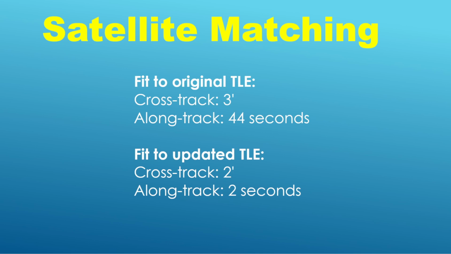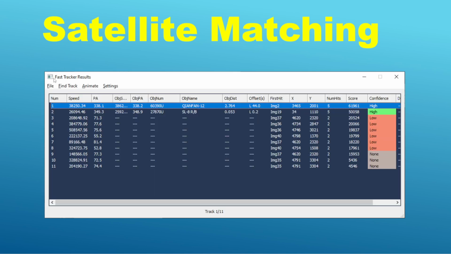Now, out of this discovery, I made an improvement to the matching routine. So rather than computing a basic distance between the detected position and the predicted position, I now distill it down into 2 separate residuals, cross-track and along track. And importantly, each residual has its own separate tolerance. And you can see that here on this slide, where this is the improved fast tracker results, and it has these columns: object distance corresponding to the cross-track residual, and offset in seconds corresponding to the along track residual. And you can also see that it correctly matches the detection with GenFin 12.